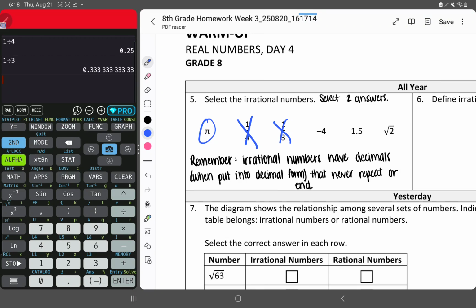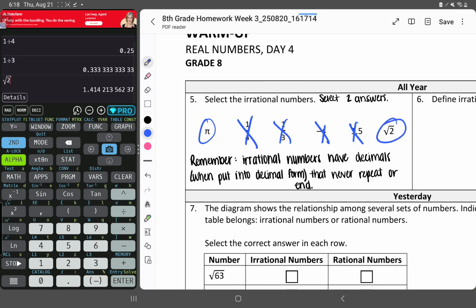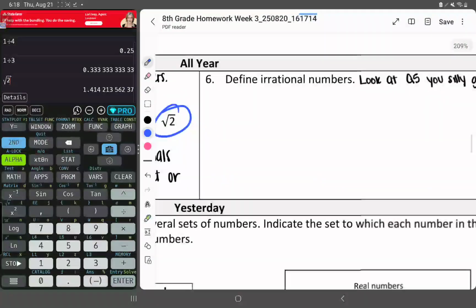-4 definitely ends. It doesn't even have a decimal. And 1.5 definitely ends. When we put the square root of 2 into a calculator, we get 1.4, and that goes on forever and ever. Remember, if it's not a perfect square, it is an irrational number.